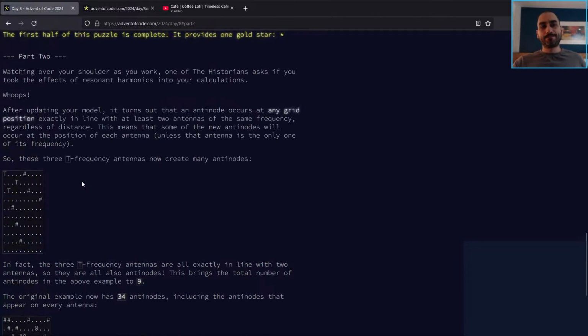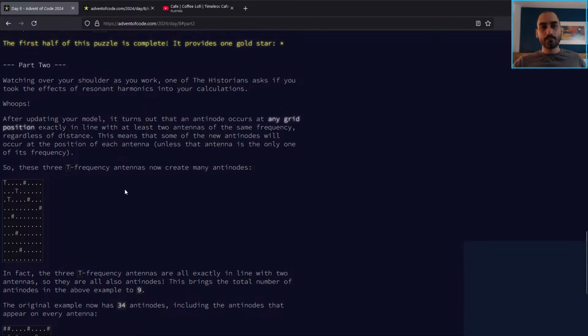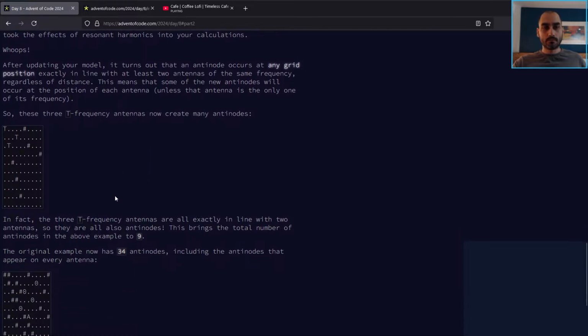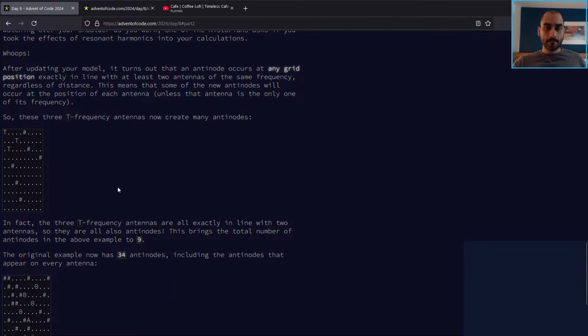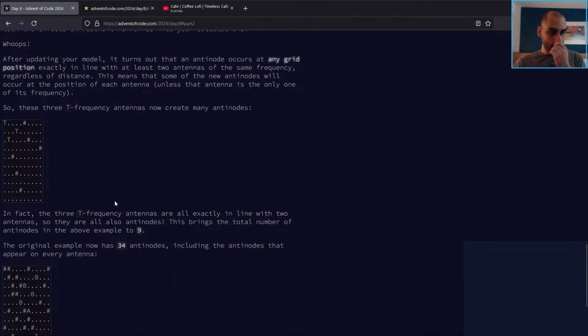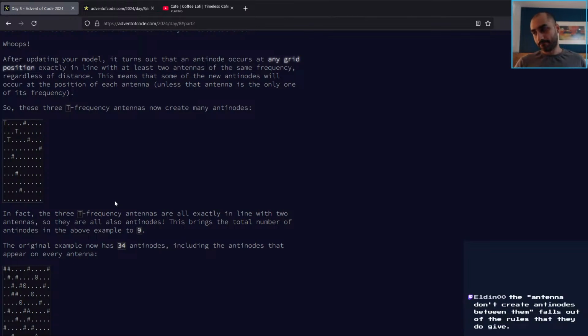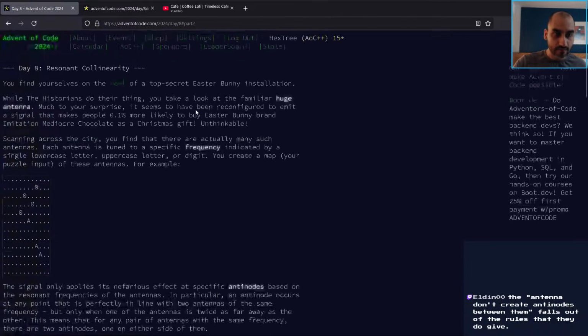Okay. So I guess once we find the vector, well, we can take out the common factors to find its smallest unit. The antennas don't create antinodes between them. Oh, if that was in there, I must have missed it.